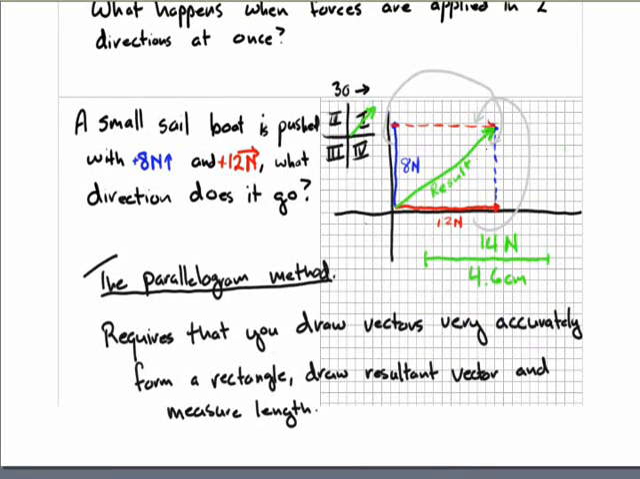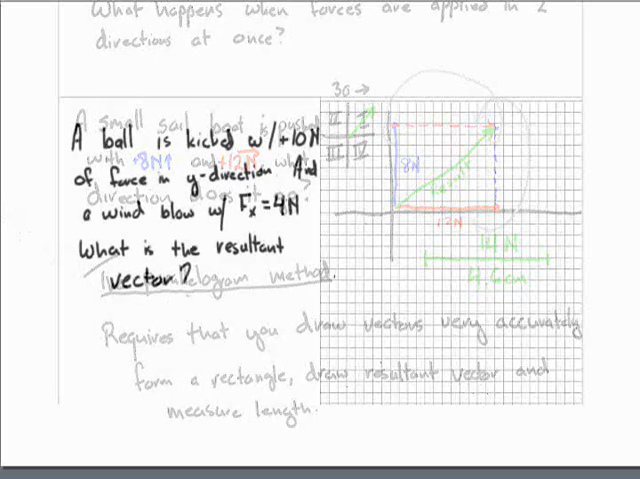Once you have that resultant vector, you can take a measuring device and measure from the origin to where my two vectors meet, transfer that length into the x-axis, and simply count up the number of boxes, and that tells me the magnitude of my force. The parallelogram method requires that you draw your vectors very, very accurately, because how accurate you draw them really dictates how good this measurement line is, and that you draw a resultant vector and you measure the length.